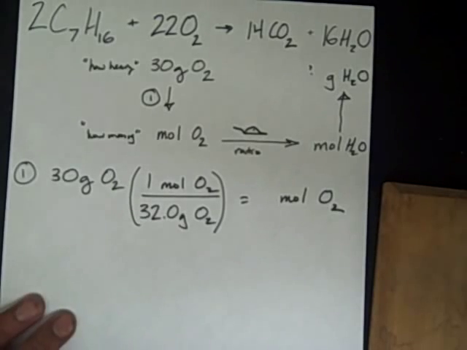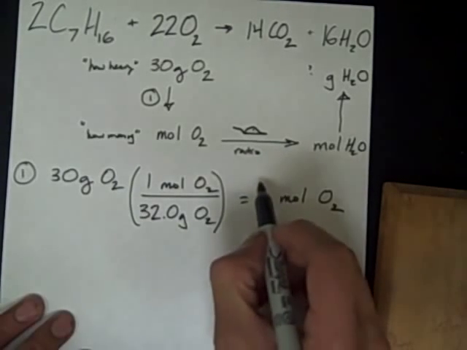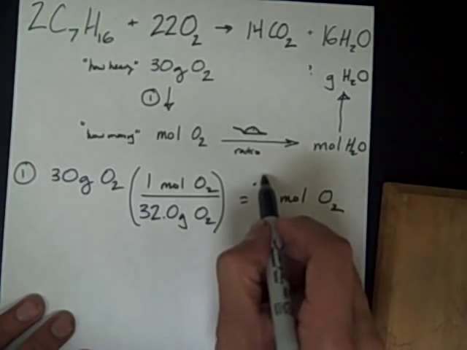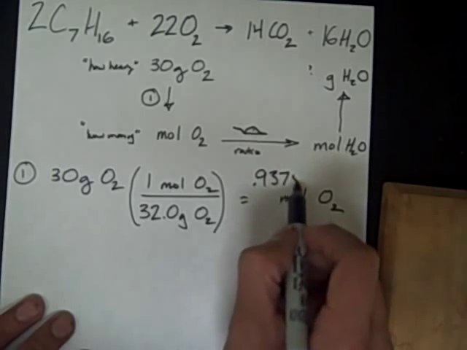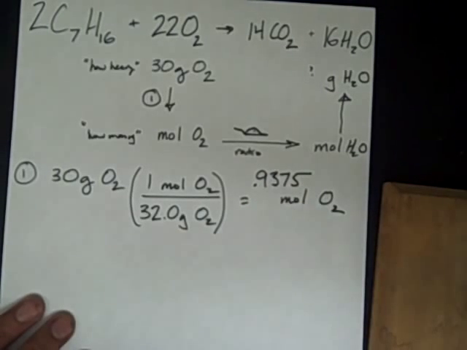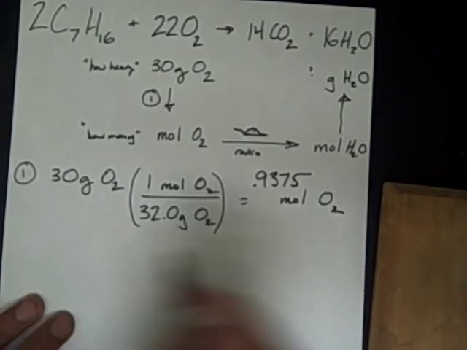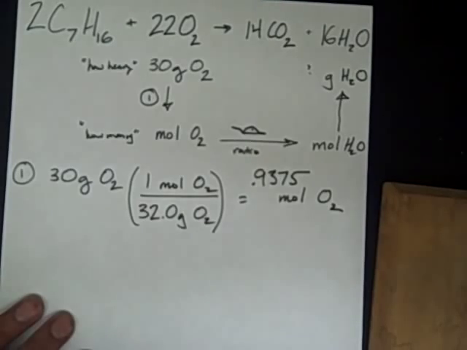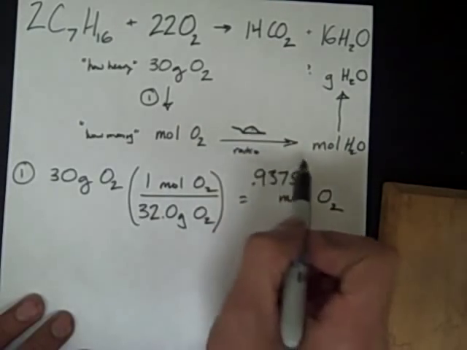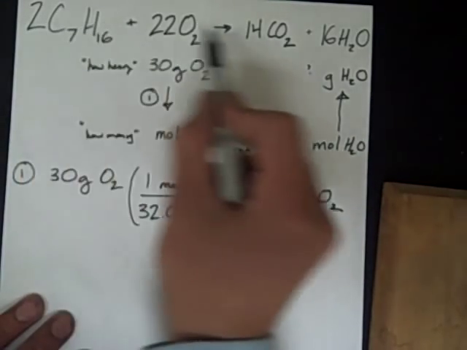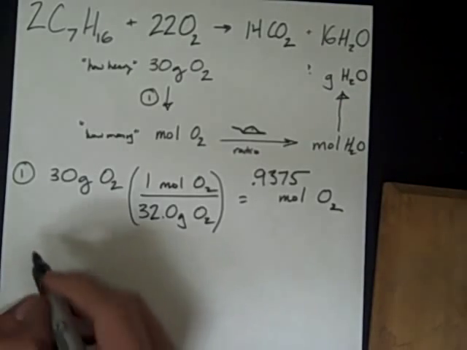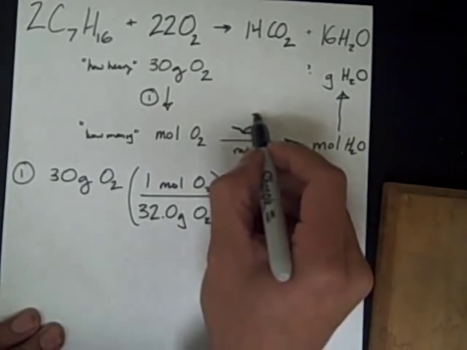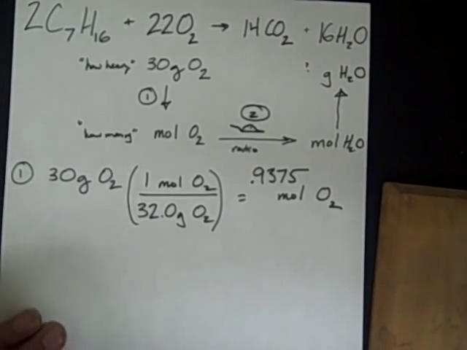30 divided by 32 is probably going to give us a number a little less than 1. It's going to give us a number that's 0.9375 moles of oxygen. Okay, so now I know how many moles of oxygen I have. Then I'm going to use the mole ratio that's represented by the equation to help us. That's what I'm going to call step 2.